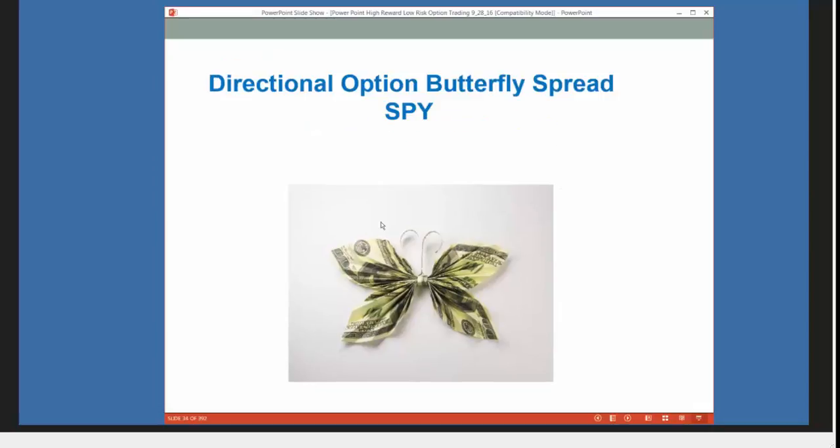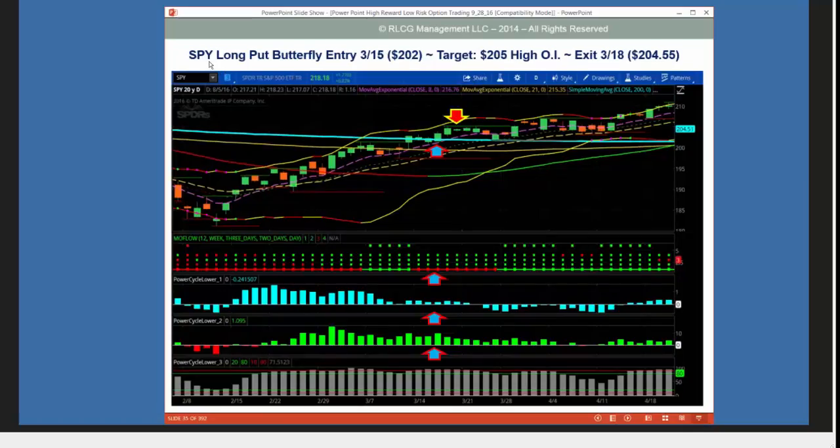So here is the directional option butterfly, just what we call the balanced butterfly, and this is on the ETF SPY. So these are great for ETFs, the SPY, QQQ, IWM, because they've got really good liquidity, really tight spreads, and lots of trade. So they're great for the ETFs and great for various stocks as well. In this particular example, this is a SPY long put butterfly, and this trade was set up on the 15th. The market was trading at $202, and this is what I call a target. These are all basically what I call target trades, because you have to have a target in order to establish your butterfly at that specific target.